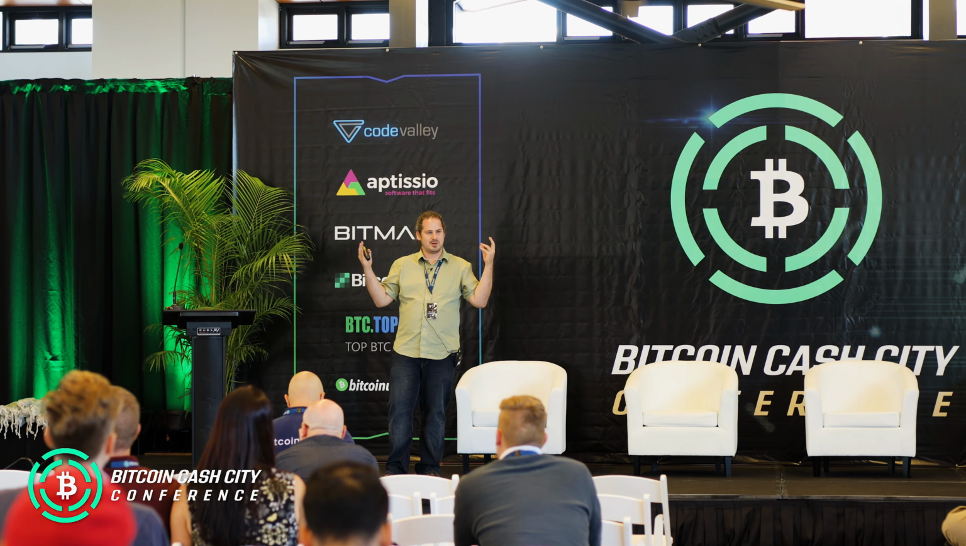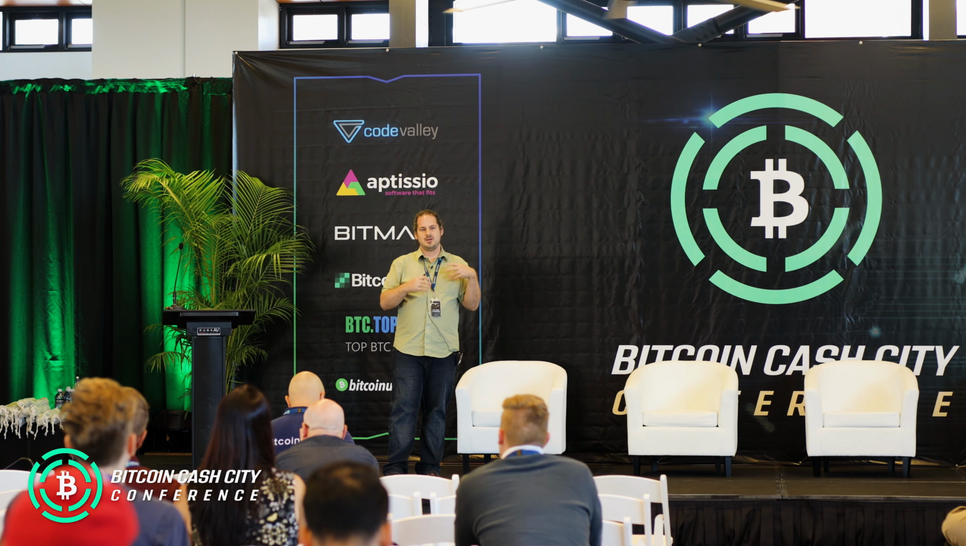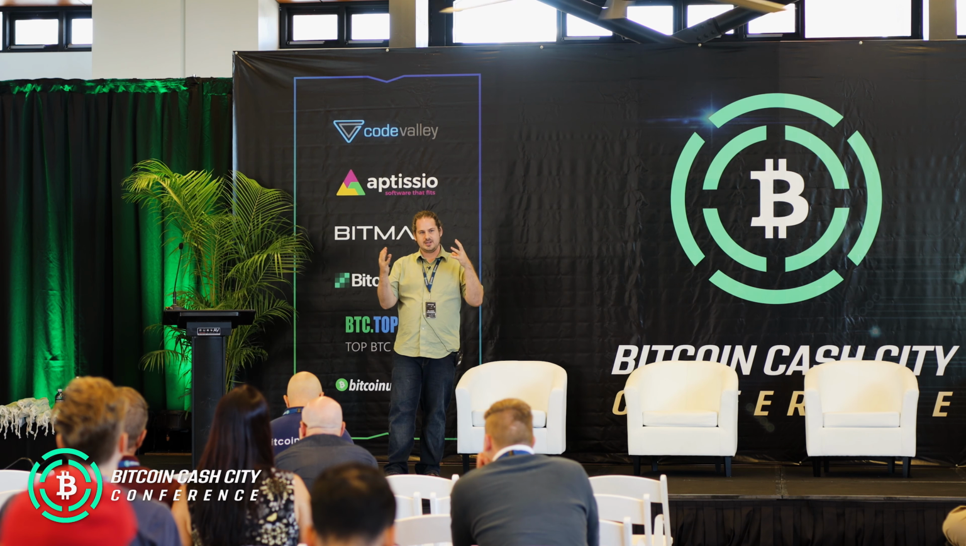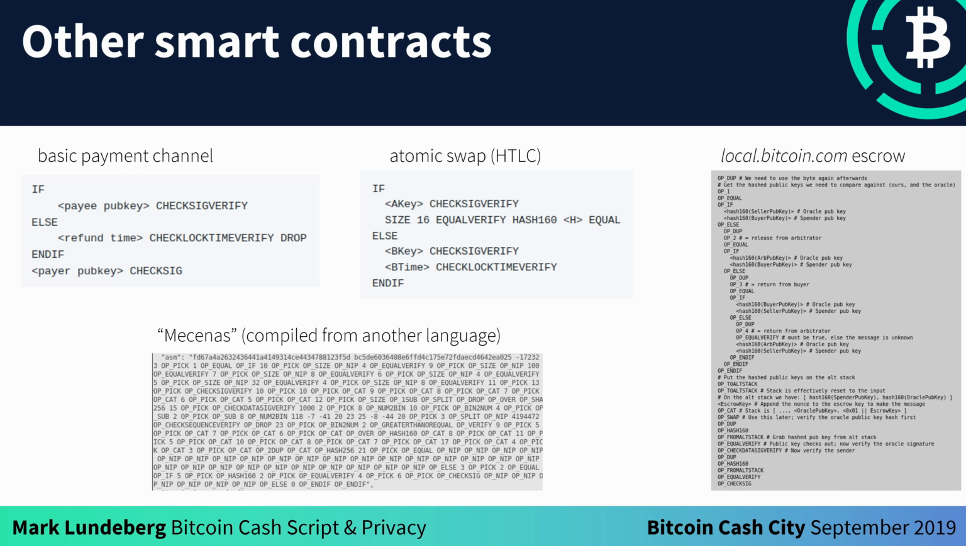It's kind of crazy that this is possible. You can trustlessly trade Bitcoin for Bitcoin Cash or Litecoin and not have any trust issues with who goes first. And you can do these escrow contracts like the local.bitcoin.com. You can do this Mecenas. This is like a donations smart contract. And it looks kind of crazy, but that's because it's been compiled from another language.